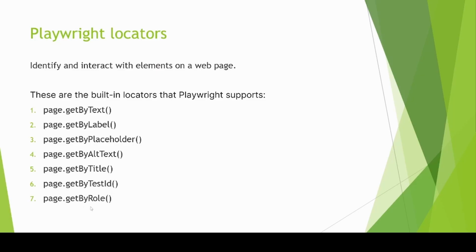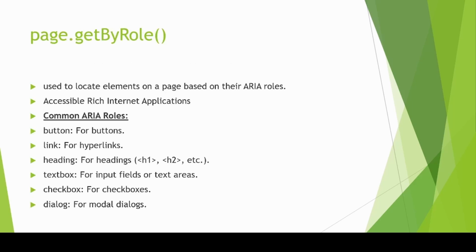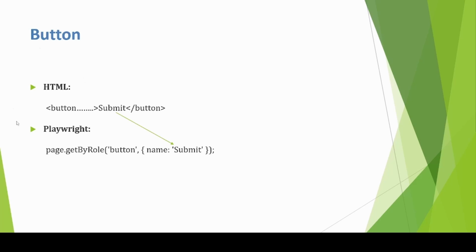Next, the last locator, the getByRole locator. The getByRole locator is used to locate the element based on ARIA roles. ARIA means Accessible Rich Internet Applications. ARIA roles support a set of HTML elements. These are the common ARIA roles: button, link, heading, text box, checkbox and dialog. Now we'll see how to use getByRole with button.